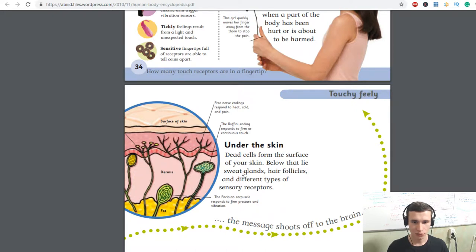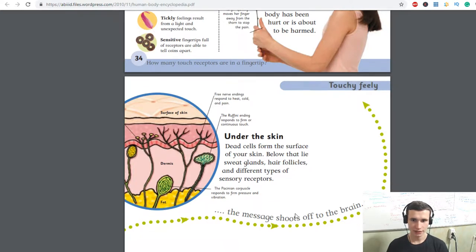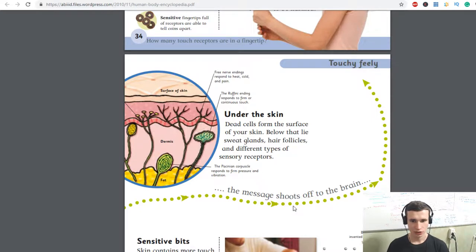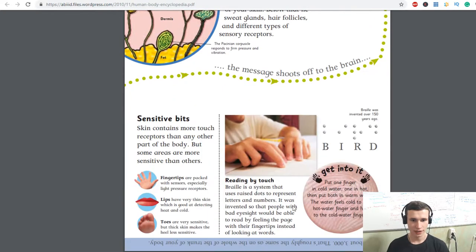Below that lie sweat glands, hair follicles, and different types of sensory receptors. The Pacinian corpuscle responds to firm pressure and vibration. The message shoots off to the brain.